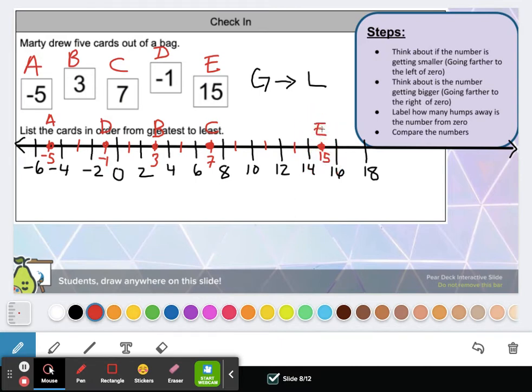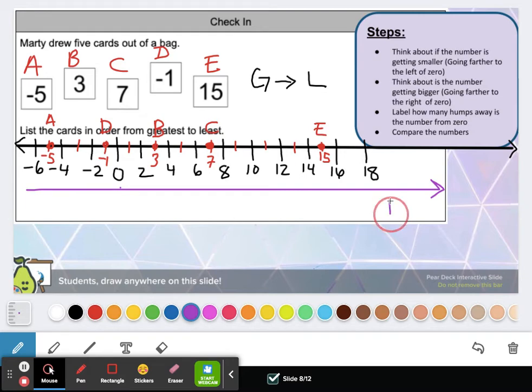Okay. So it says here, think about if the number is getting smaller going farther to the left of 0. And we also have to think about if the number is getting bigger, so going farther to the right of 0. So remember in class, we talked about from 0, if I think about my numbers going this way, okay, 1 is bigger than 2. No, 2 is bigger than 1. So then if I were to think about who's bigger, 2 or 3? 3. Who's bigger, 3 or 4? 4. Who's bigger, 5 or 6? 6. So notice how all my numbers going to the right get bigger.